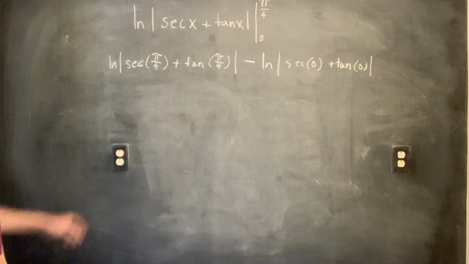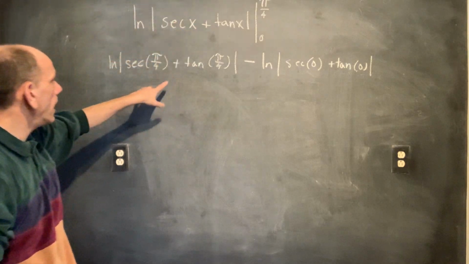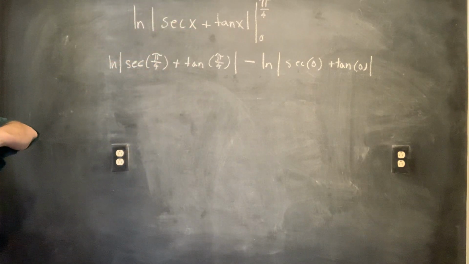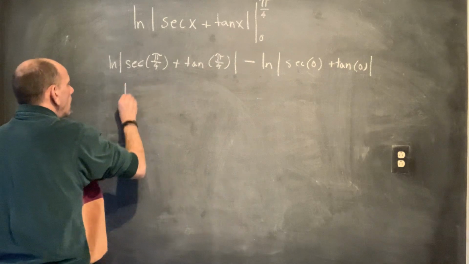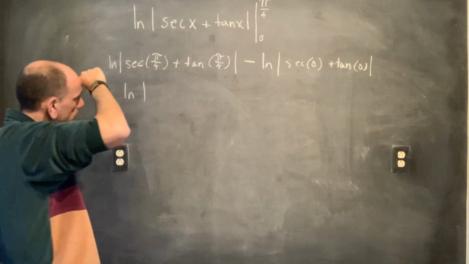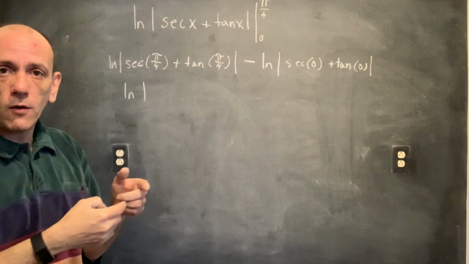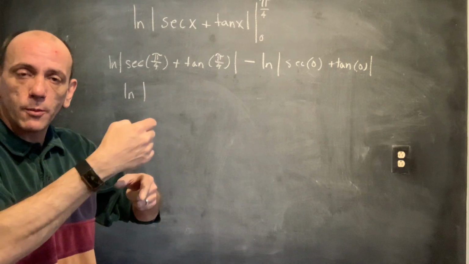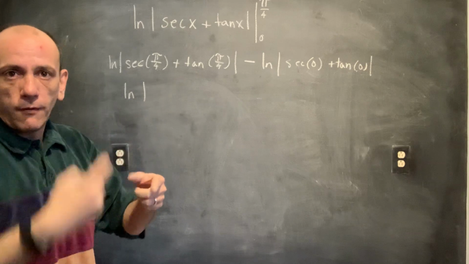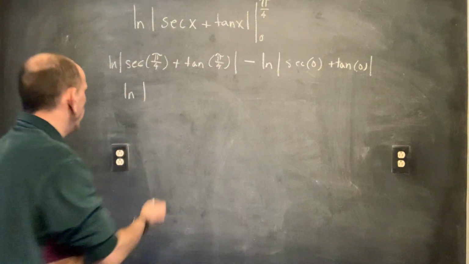Okay, so there's my antiderivative evaluated at b minus antiderivative evaluated at a. Ln absolute value, let's see, secant is 1 over the cosine. Cosine of pi over 4 is root 2 over 2, so reciprocal. Simplify, this is root 2, yeah?